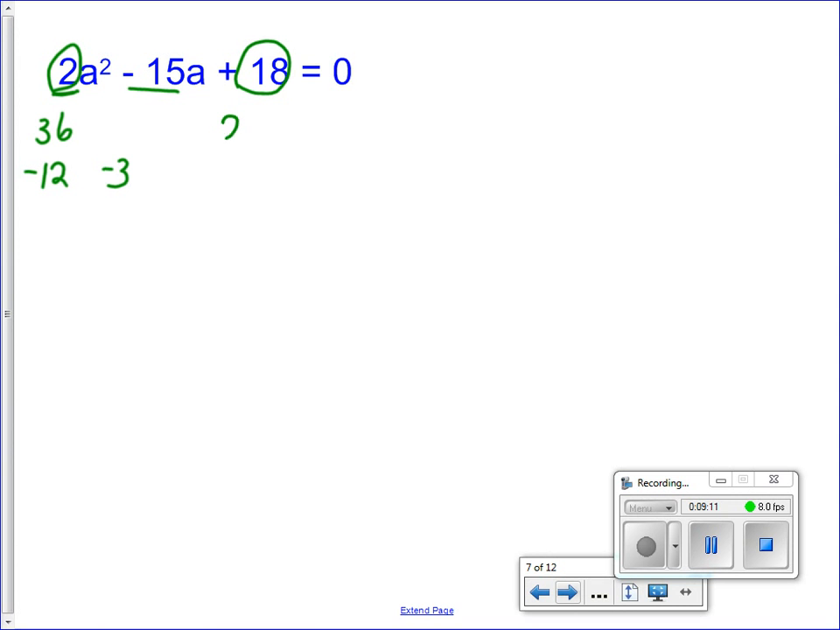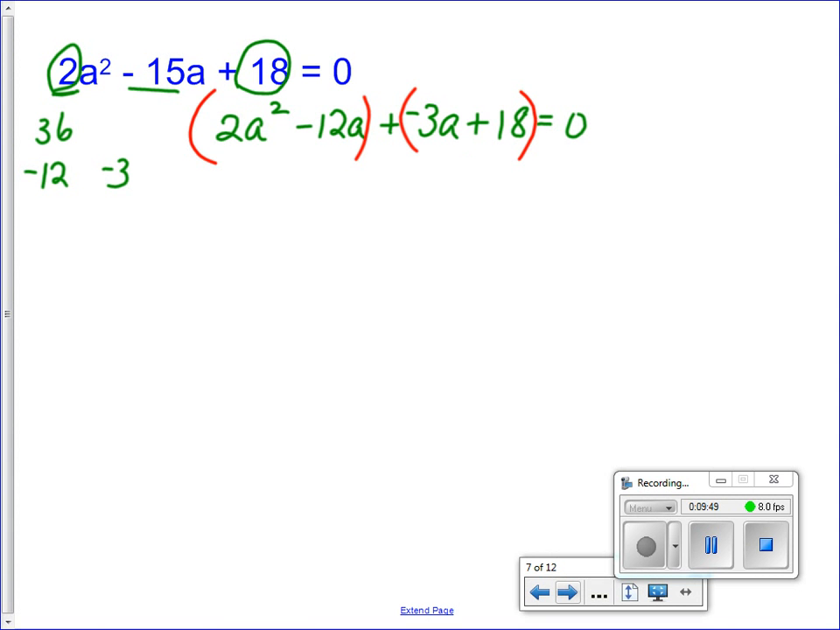So now I'm going to rewrite my equation. Rather than the minus 15a in the middle, I'm going to replace it with negative 12a and plus a negative 3a, because we know that this right here will equal negative 15a. All right, now we're going to group them. I'm going to group the first two together, and I'm going to group the second two terms together.